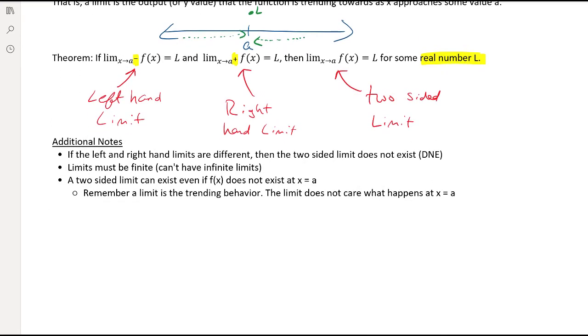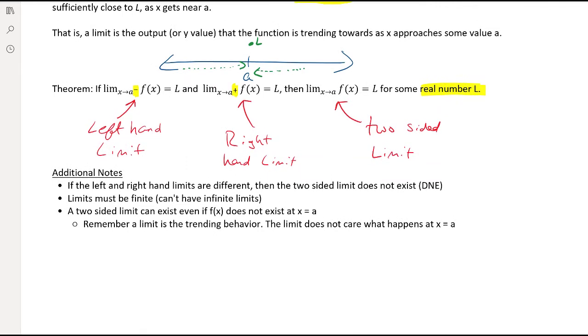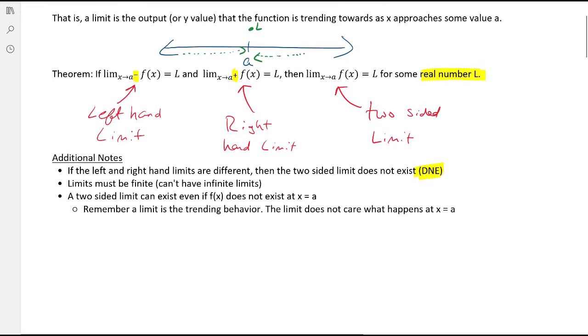All right, some quick notes here. If the left and right-hand limits are different, okay, so I told you the case when the left and the right-hand limits are the same, then the two-sided limit will exist, and it's going to be L. But if your left-hand limit is different than your right-hand limit, that means the two-sided limit does not exist. And we often write DNE to denote does not exist. Okay. Limits must be finite. I told you that earlier. They can't be infinite.